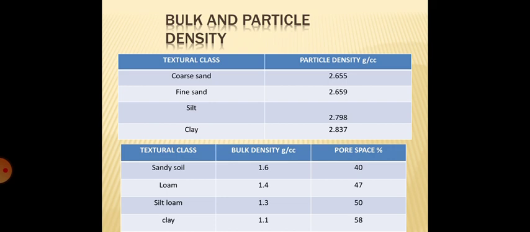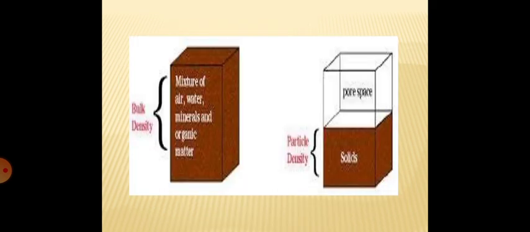There are some types of soils having different bulk density and different pore spaces. Sandy soils, bulk density is 1.6 and pore space is 40%. Loam, bulk density is 1.4 and pore space is 47. Silt loam, bulk density is 1.3 and pore space is 50. Clay, bulk density is 1.1 and pore space is 58.